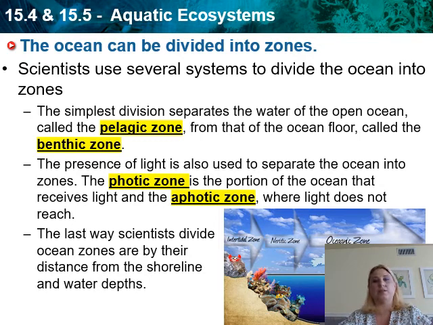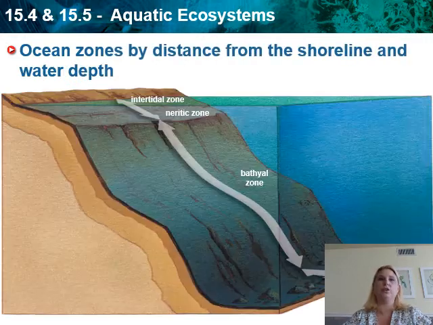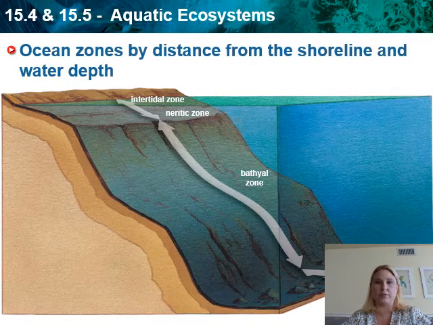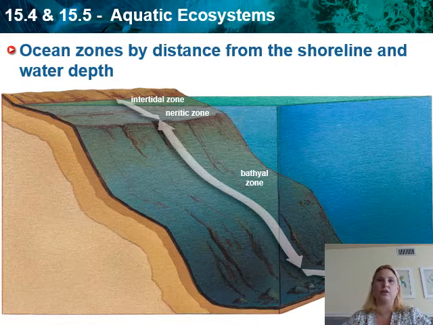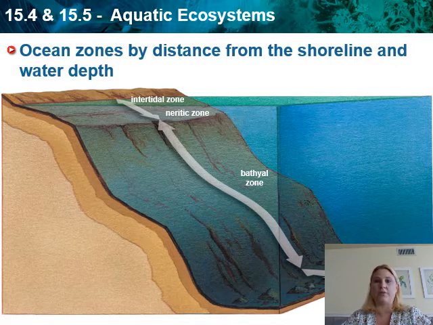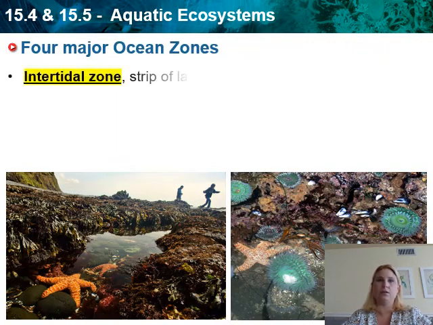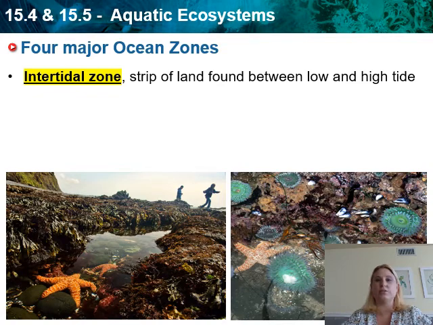And then the last way scientists divide the ocean zones is by their distance from the shoreline and their water depth. And I'm going to run into that a little bit more because our book elaborates on those a little bit further. All right, so we're talking about these different zones by distance from the shoreline and water depth. We're going to talk about these ones: the intertidal zone, the neritic zone, the bathyal zone, and then the abyssal zone. Okay, so our intertidal zone is the strip of land found between low and high tide. So intertidal, in between the tides, right?